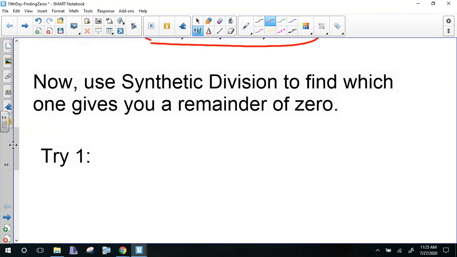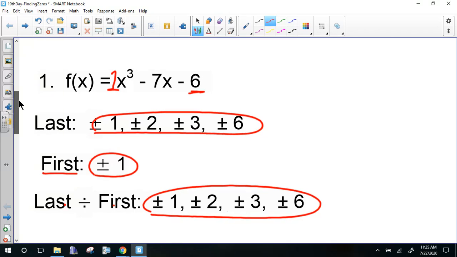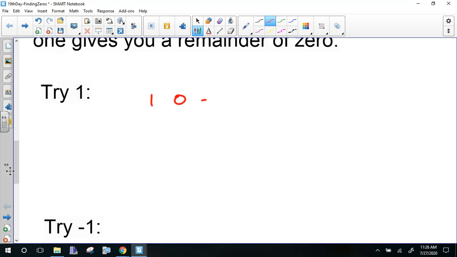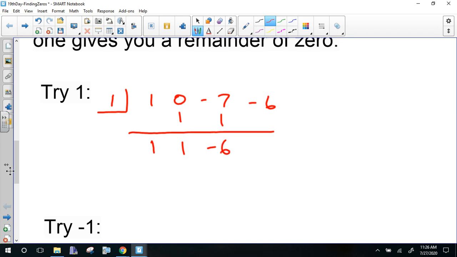We're going to start with 1. So I've got 1 as a coefficient here. I've got 0x squared, so 1, 0, negative 7, negative 6. I'm going to start with 1. So 1 times 1 is 1, I add. 1 times 1 is 1, I add. And 1 times negative 6 is negative 6, and I add. I do not get a remainder of 0. So 1 is not a zero of that function.